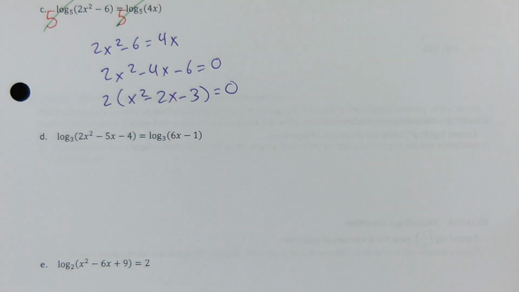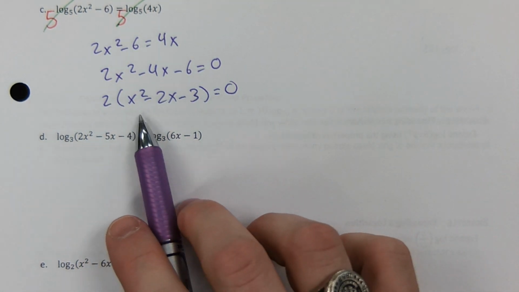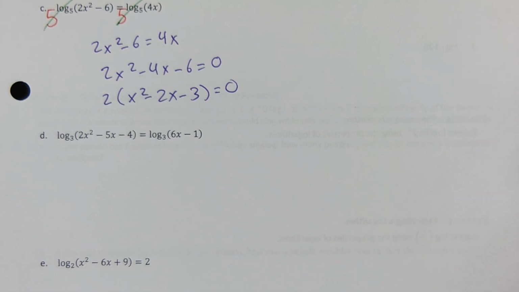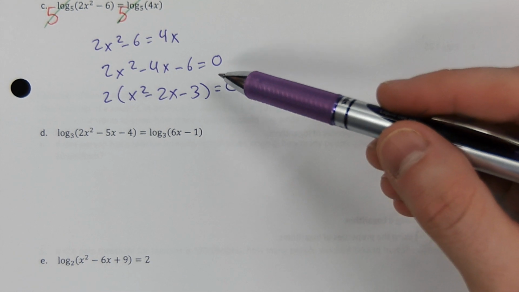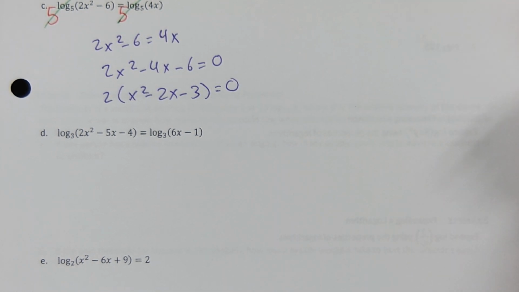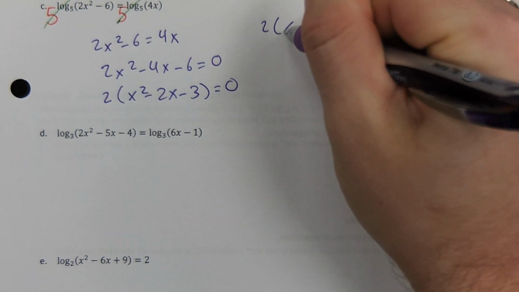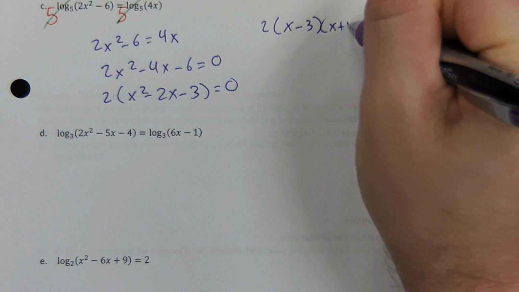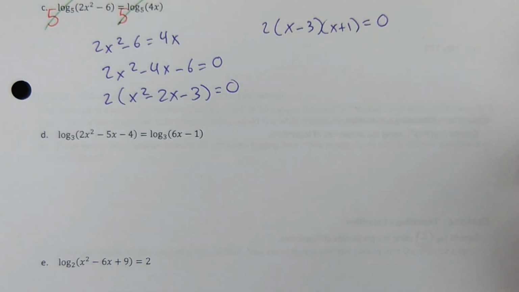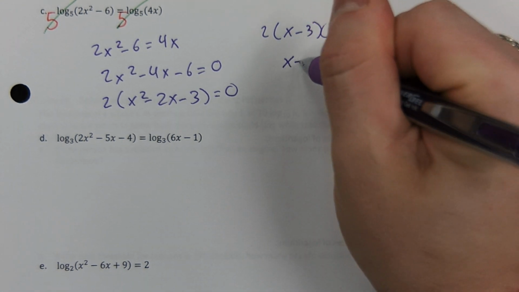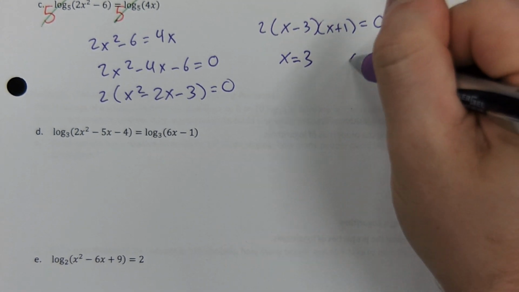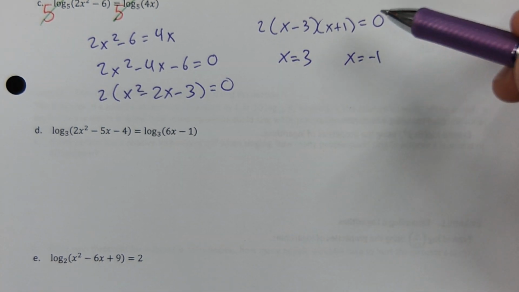But I don't want people to have to memorize when that works and when it doesn't. Okay, thank goodness there's no number in front of x squared, so this is one of the easy ones to factor. We're just looking for two numbers that multiply to -3 that add to -2. -3 and +1 will do it. So we have two solutions. We have x equals 3 as a solution, because that gets me 0. And we have x equals -1 as a solution, because that gets me 0.